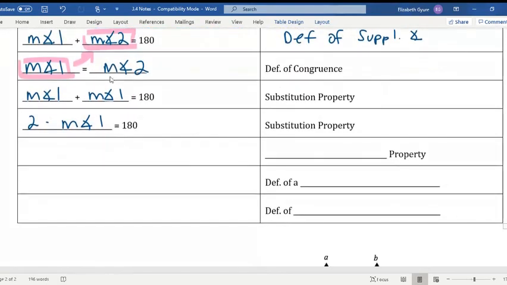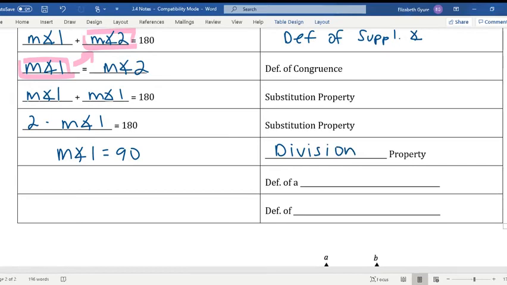Now, this proof's tricky if you're like, oh my God, what's happening right now? This isn't one I would expect you to write on your own, okay? But this is using some different context clues. So we're going to divide both sides by 2 to get that the measure of angle 1 equals 90. That is the division property because I divided on both sides.